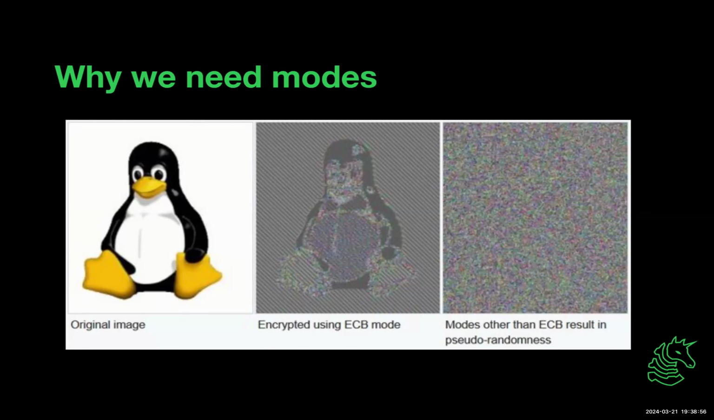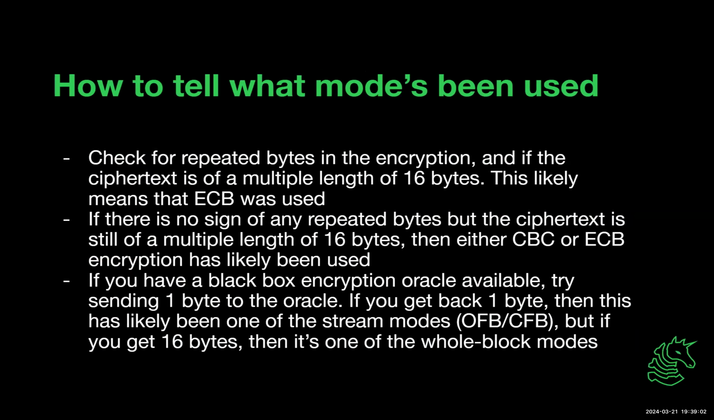So the result looks like a complete jumbled mess. So that's what you want. So how to tell what mode's been used, specifically how to tell if something's ECB, which is generally considered the weakest encryption. If you see repeated bytes in the encryption, and if the ciphertext itself is a multiple of 16 bytes, that probably means that each block itself has been encrypted in an independent manner.